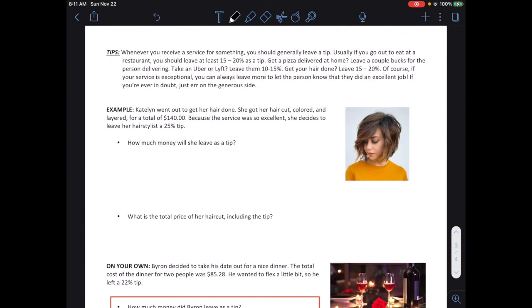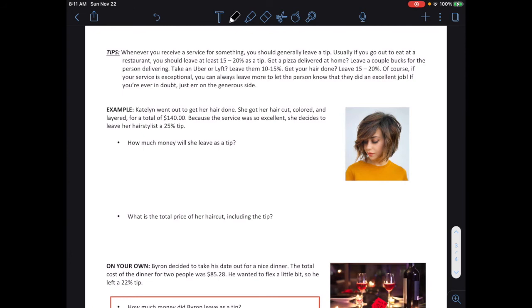So here it says Caitlin went out to get her hair done. She got her hair cut, colored, and layered for a total of $140. Because the service was so excellent, she decides to leave her hairstylist a 25% tip. That's a generous tip. So how much money will she leave as a tip?